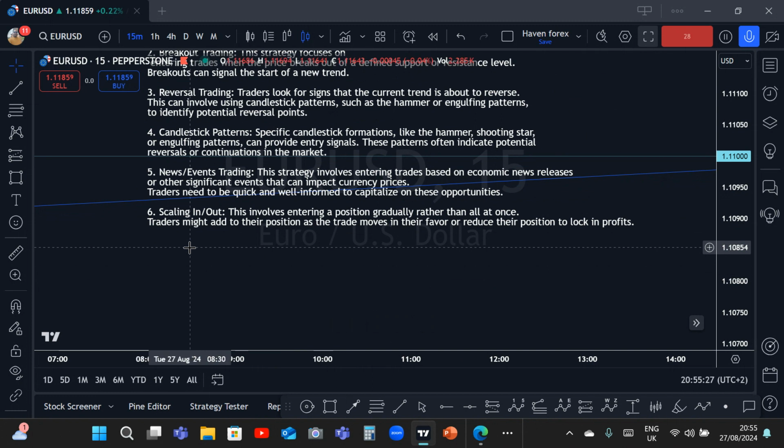Another one is scaling in or out. This involves entering a position gradually rather than all at once. Traders might add to their position as the trade moves in their favor or reduce their position to lock in profit.